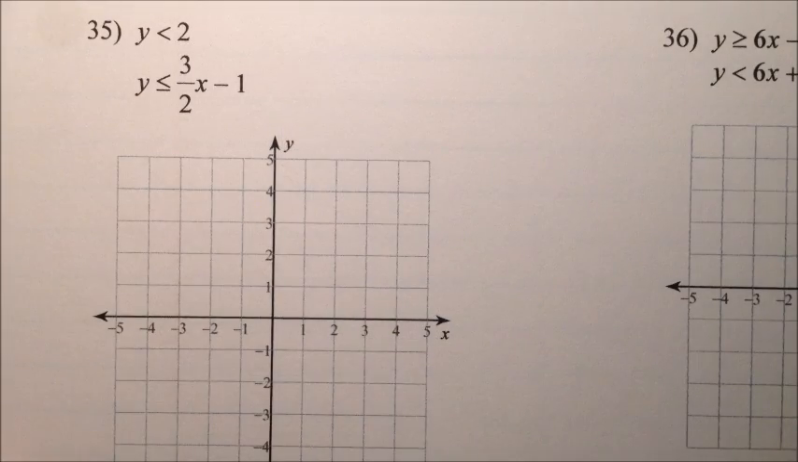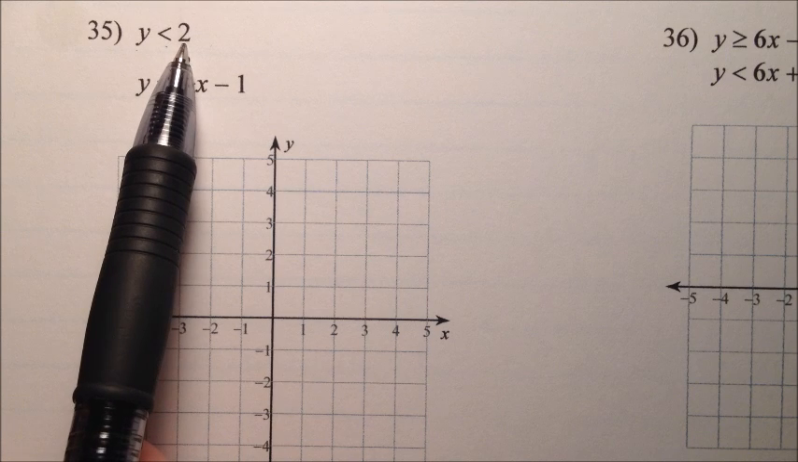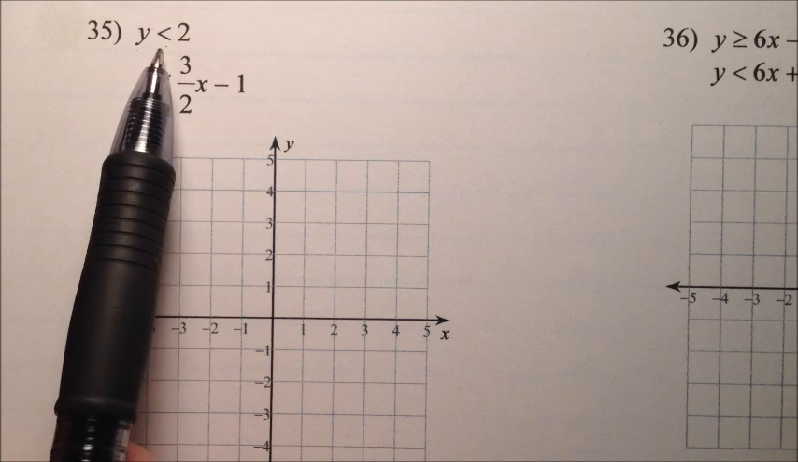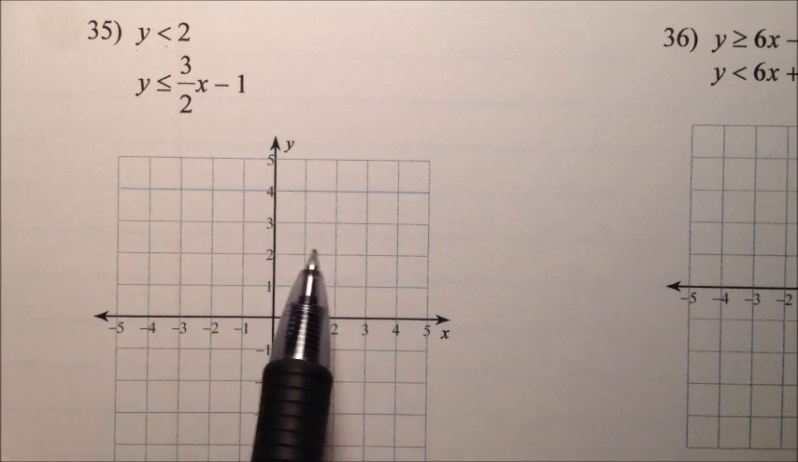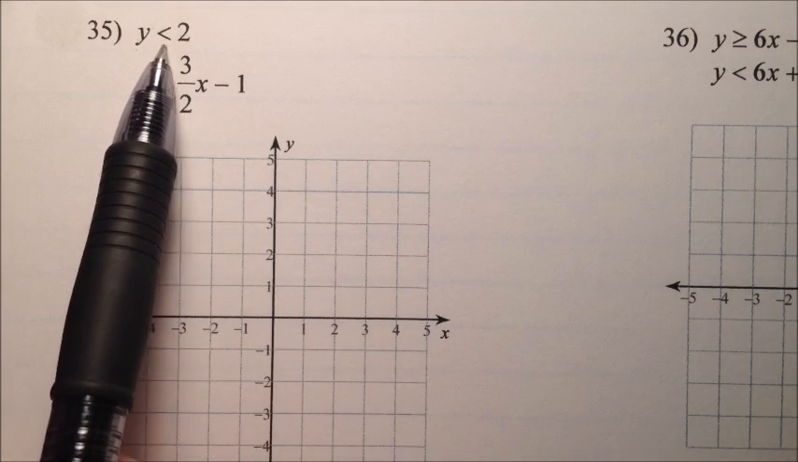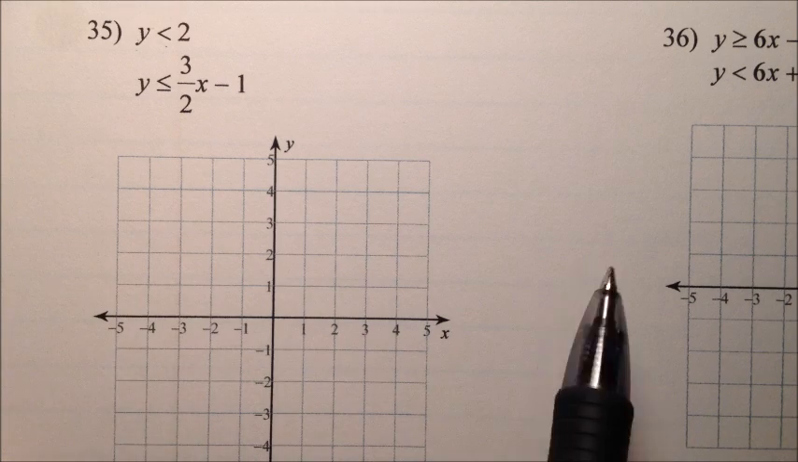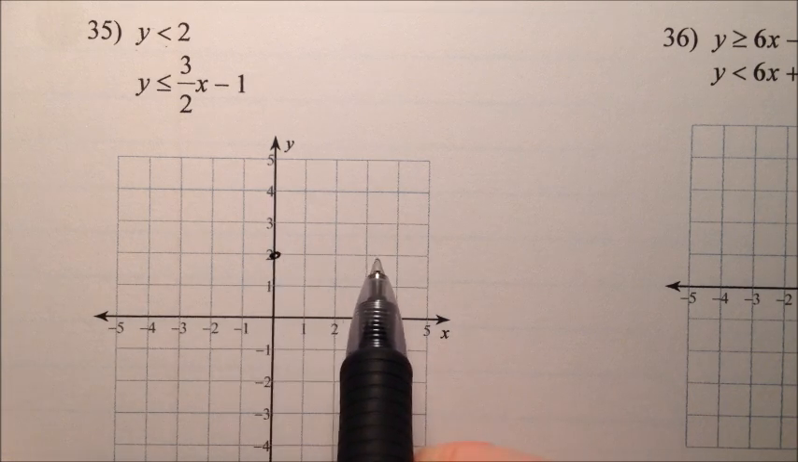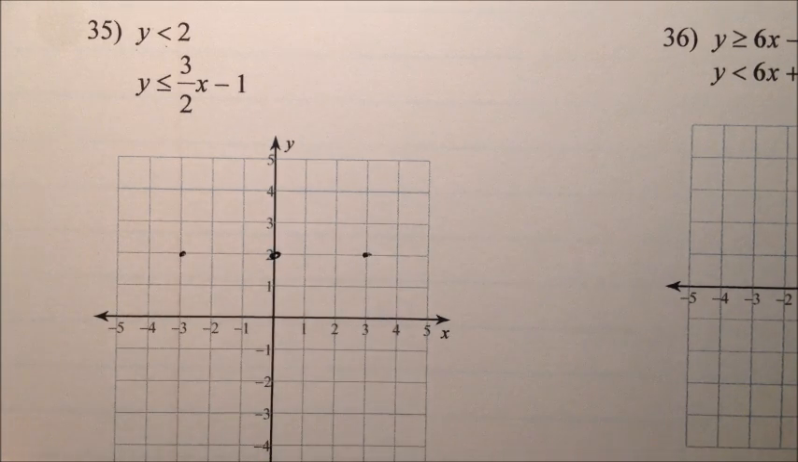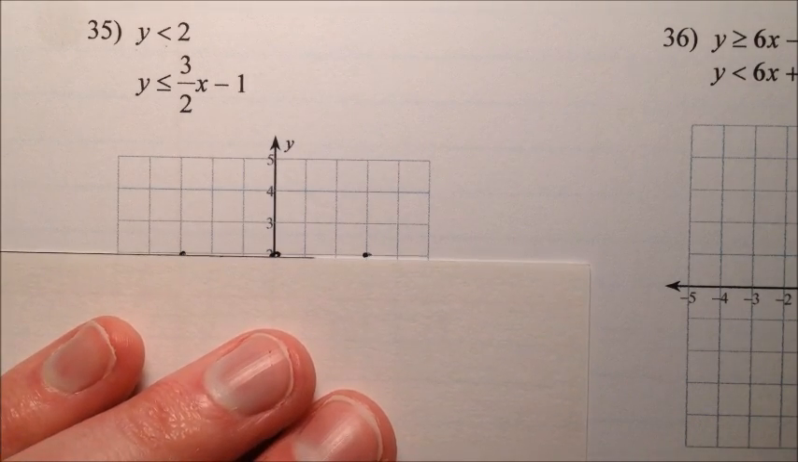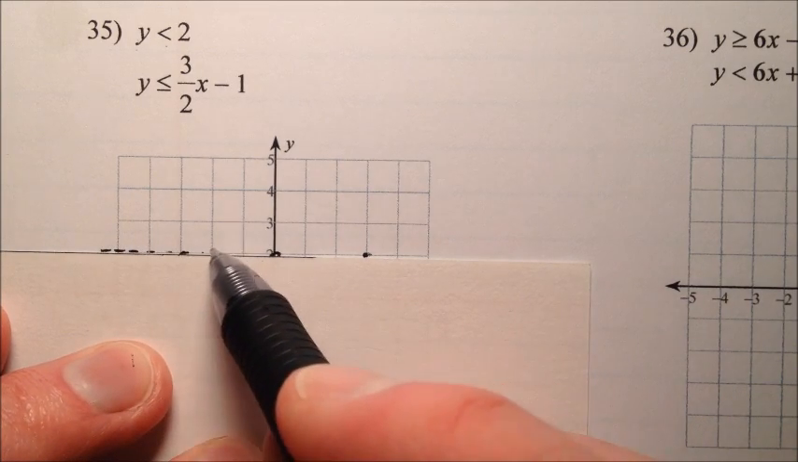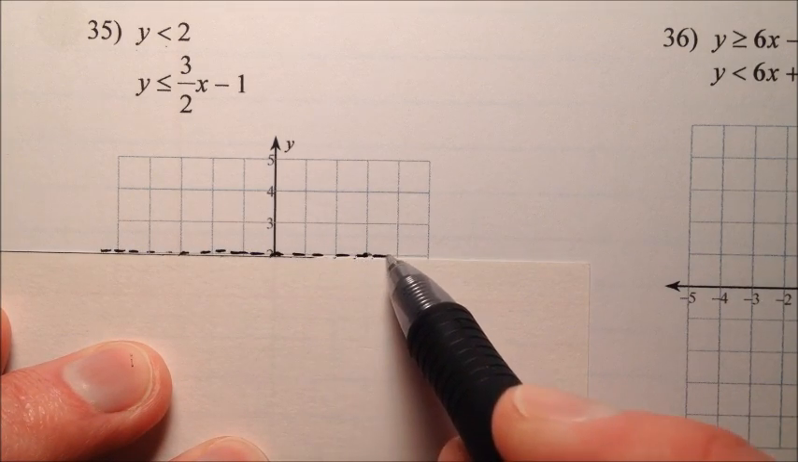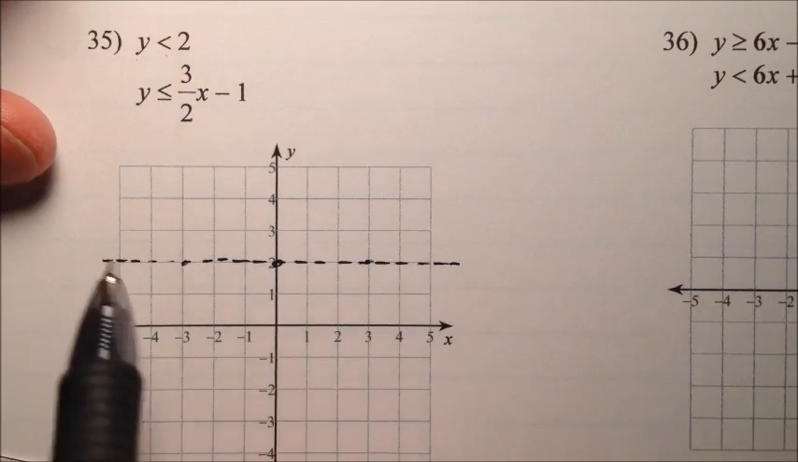In number 35, we have a couple of lines. y is less than 2. Notice there's no x in here, so we know this is going to be a horizontal line, and it's going to be at y equals 2. So it'll be a horizontal line right up there. And also notice that there's not an equal to with it, so it'll be a dashed line right here. So let's go ahead and do that then. I'll come from below, right there, and it'll be a dashed line.